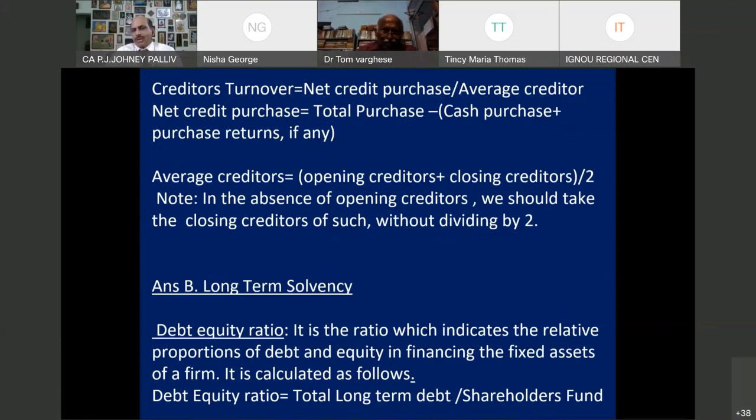Very, very important. How much is your own funds? How much is your borrowed funds? That relation with regard to long-term funds. Long term funds are divided into two categories. One, own funds. Two, loan funds. The debt equity ratio is a relation between own funds and long-term funds. So long term funds.